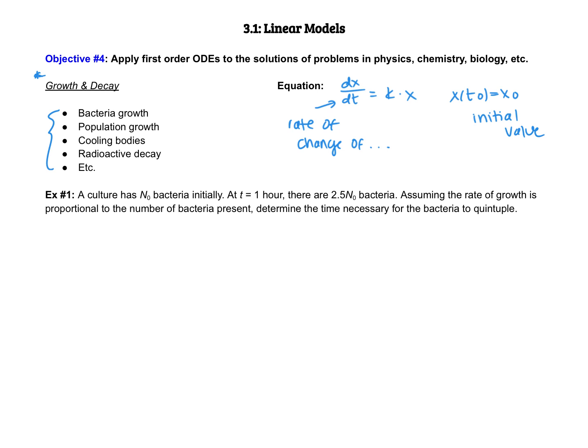Okay, so I should have said this at the beginning. You are going to need a calculator. So if you don't have a calculator, I would grab one. Example 1: a culture has N0 bacteria initially. At t equals 1 hour, there are 2.5 N0 bacteria. Assuming the rate of growth is proportional to the number of bacteria present, determine the time necessary for the bacteria to quintuple. So let's start with what we know.